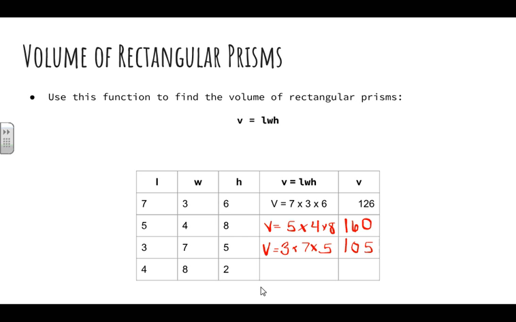Finally, if you have a prism with a length of 4, a width of 8, and a height of 2, your volume will be volume equals 4 times 8 times 2. 4 times 8 is 32, and 32 times 2 is 64. So that's your volume there.